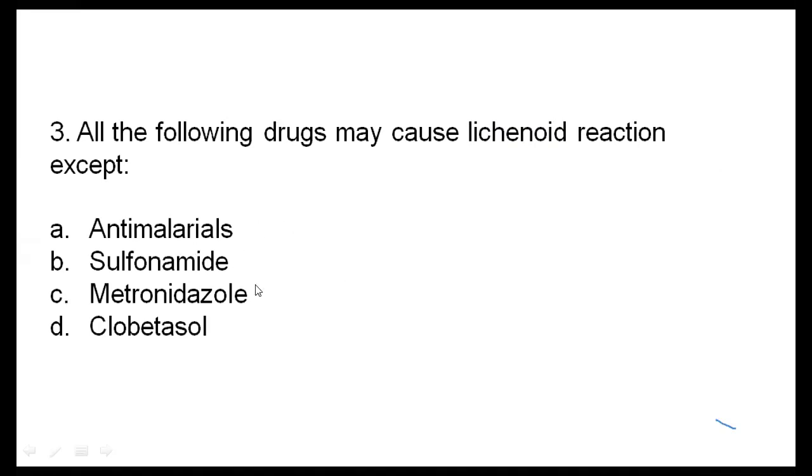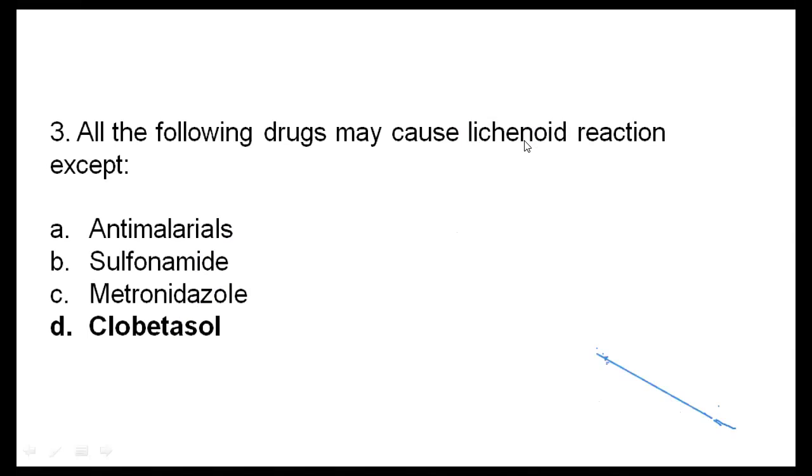For example, a drug use, or a large restoration or something like that. So that will cause this kind of a reaction, which is, I'll just show you the image also. The correct answer in this case is clobetasol. Okay, let us discuss this.